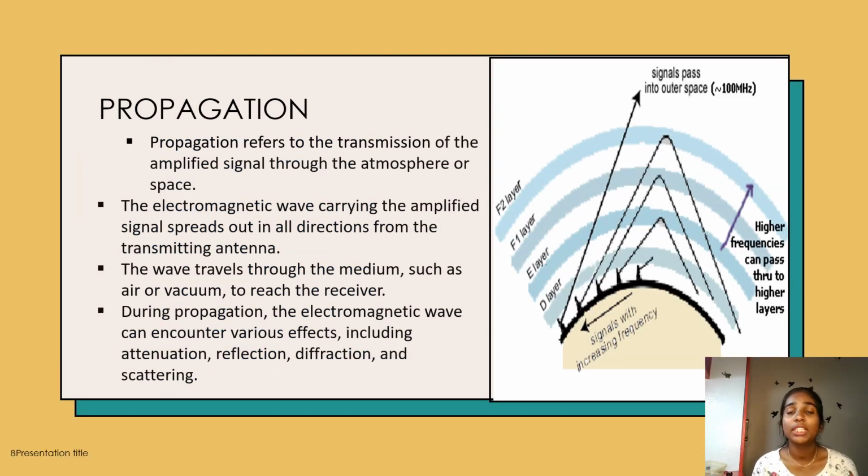After amplification, the next step is propagation. Propagation means the transmission of the amplified signal throughout space and atmosphere. The signals travel in the form of electromagnetic waves. They also go through many mediums such as air and vacuum. During the propagation period, the electromagnetic wave undergoes various effects such as attenuation, reflection, deflection, and also diffraction.